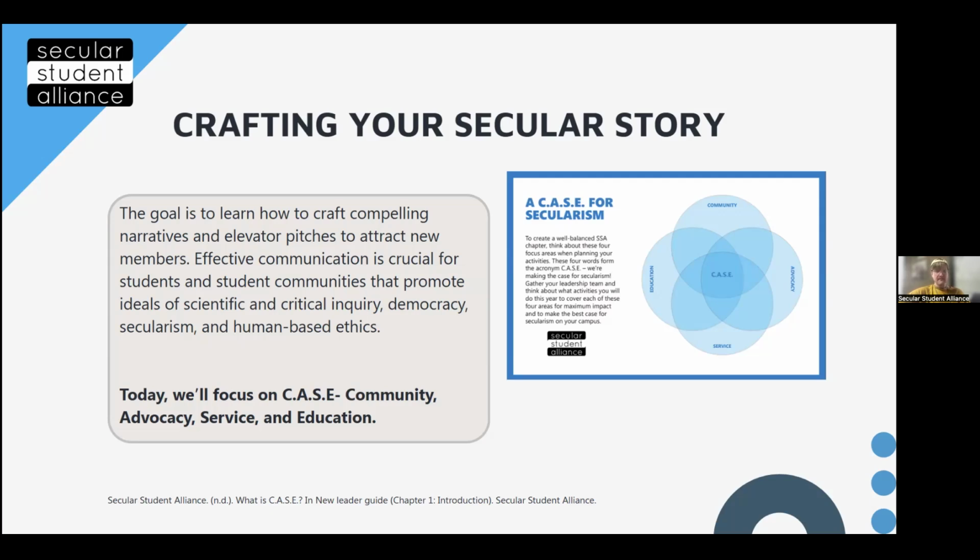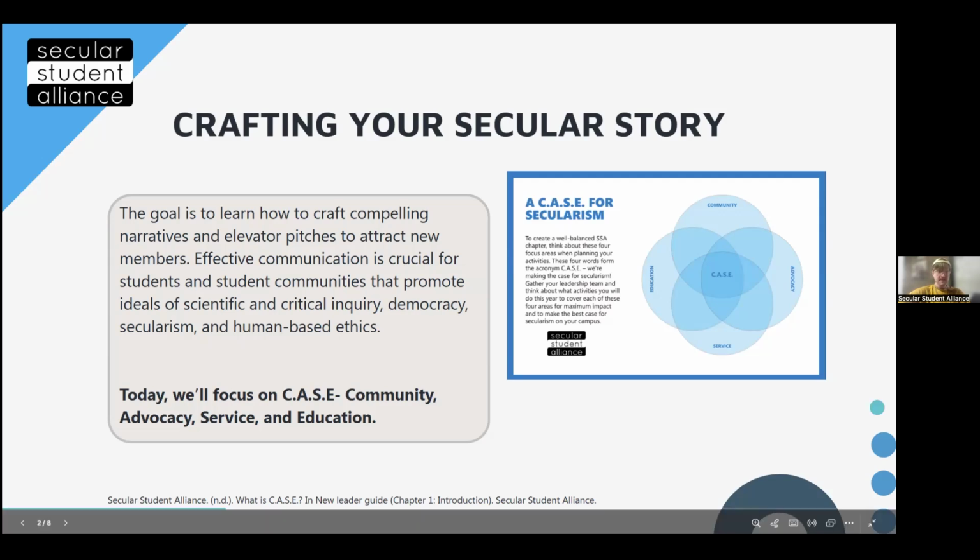So today we'll focus on developing those stories. We'll talk a little bit about the CASE framework. I'm sure you're familiar. CASE stands for Community, Advocacy, Service, and Education. And we'll use that to help structure our stories.